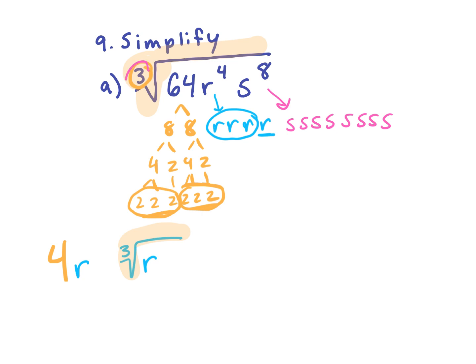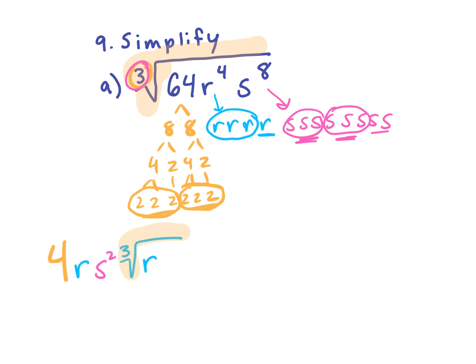I'm circling groups of how many? 3. So I have 3, 3, and 2 left over. How many are going to come to the outside? 2, because I have 2 groups. 2 groups got circled. So how would I write that?